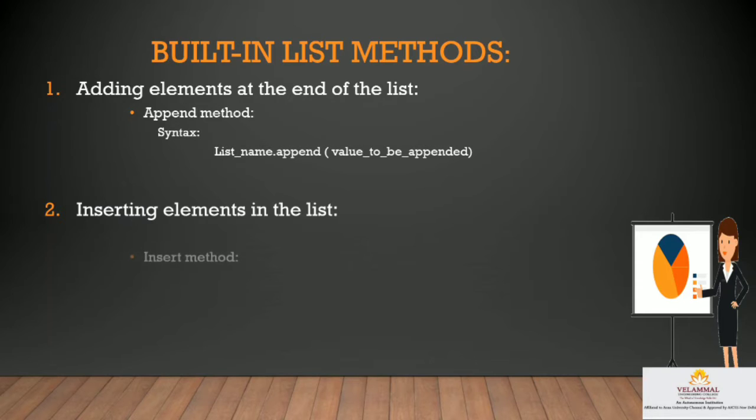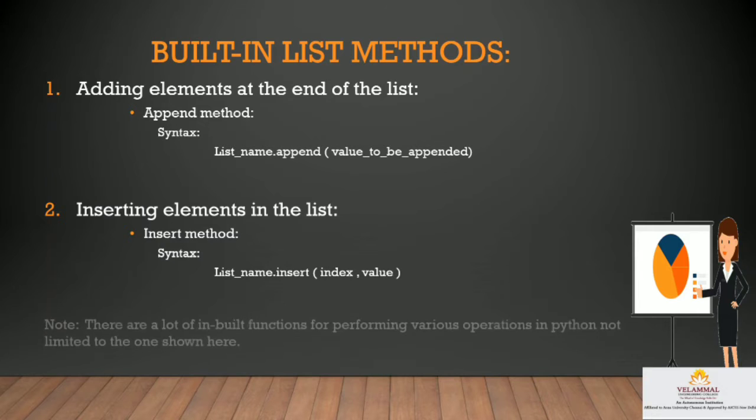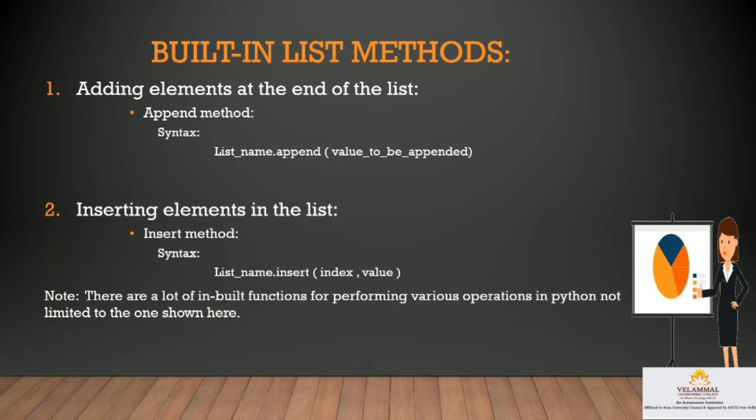This is one thing. The next is inserting elements in the list. The difference is that we can insert an element at any place in a list. The syntax goes like this: name dot insert, index comma value. Now, there are many built-in functions, of which we are only going to see these 2. Now I will show you a programmatic example to implement all these functions. I will be using Sublime Text for implementing these.